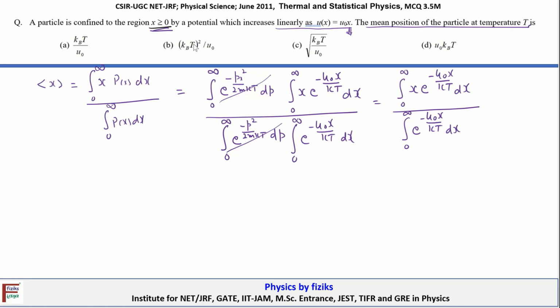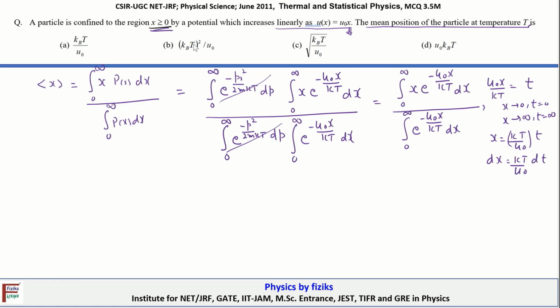Okay, so here we will make a substitution and then try to solve this integral. Let u naught x upon kT be equal to a new variable t, so that as x goes to 0, t also goes to 0, and as x goes to infinity, t also goes to infinity. From here we note that x is equal to kT upon u naught multiplied by t. So dx also becomes equal to kT upon u naught into dt.